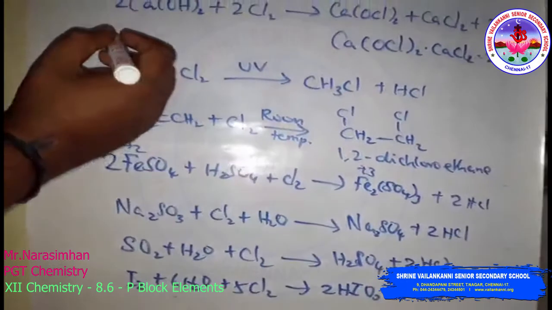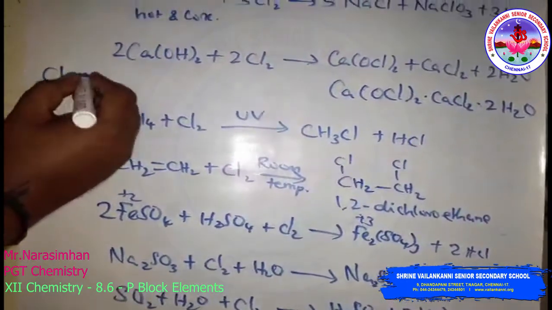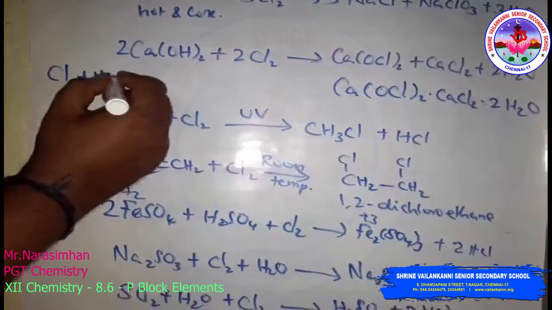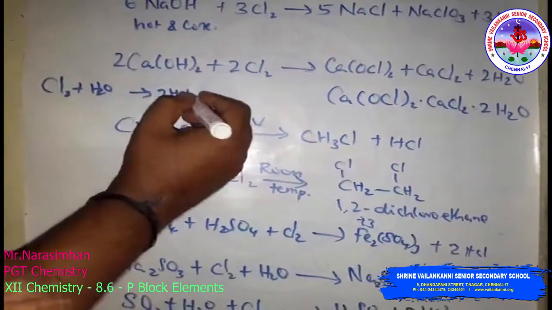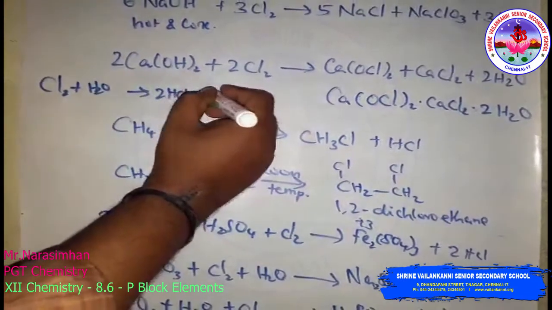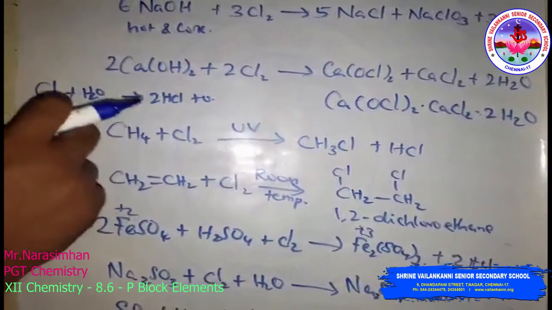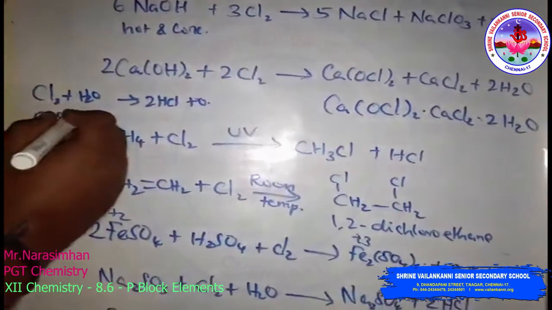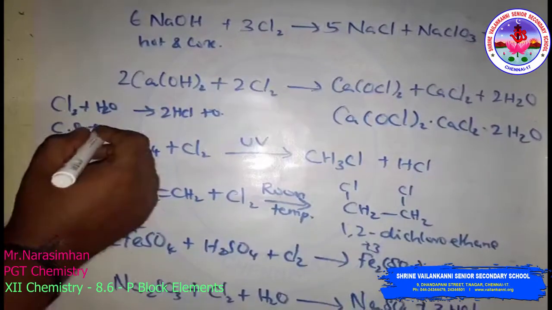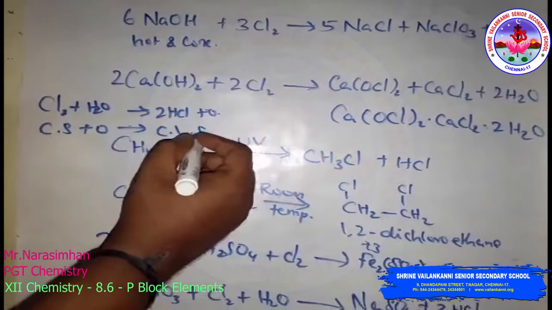We can write the reaction here. Chlorine, Cl2, reacts with water to form HCl and oxygen. As I already said, that is nascent oxygen. Then the colored substance, with nascent oxygen, gives a colorless substance.